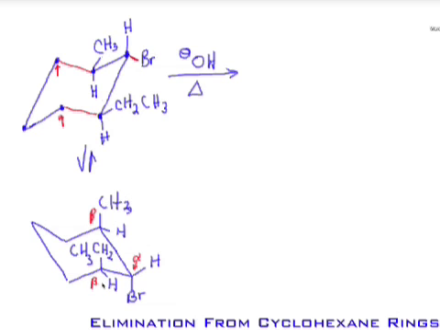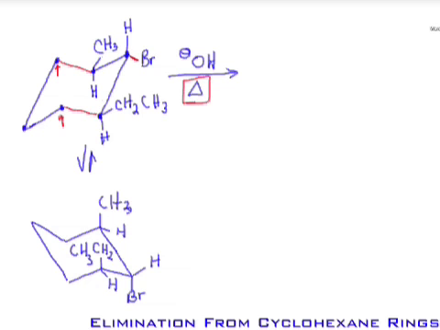You can't pull off a methyl and ethyl. So in this case, E2 elimination is completely blocked. And so even though you have heat, no elimination will take place.